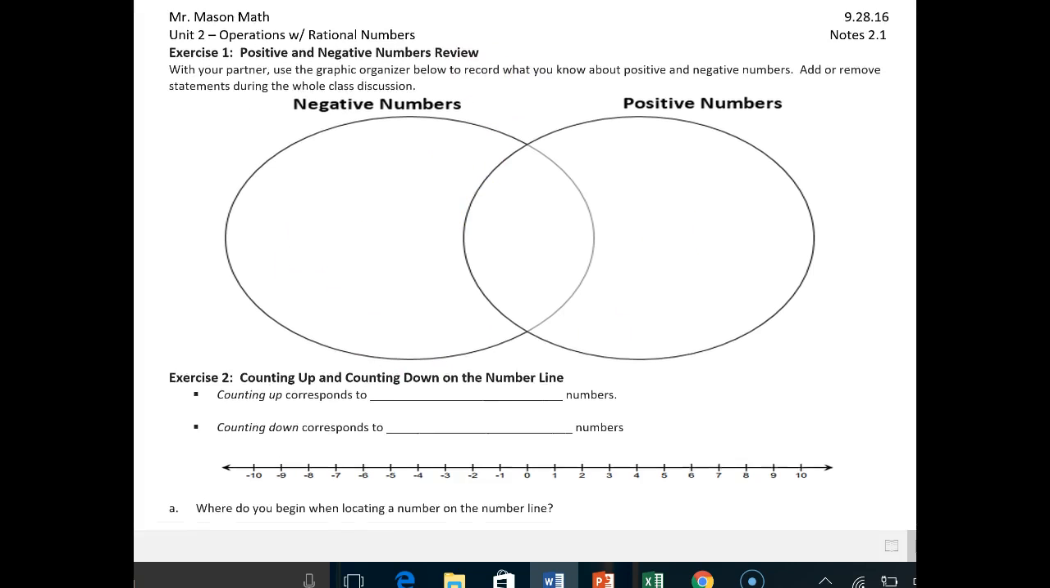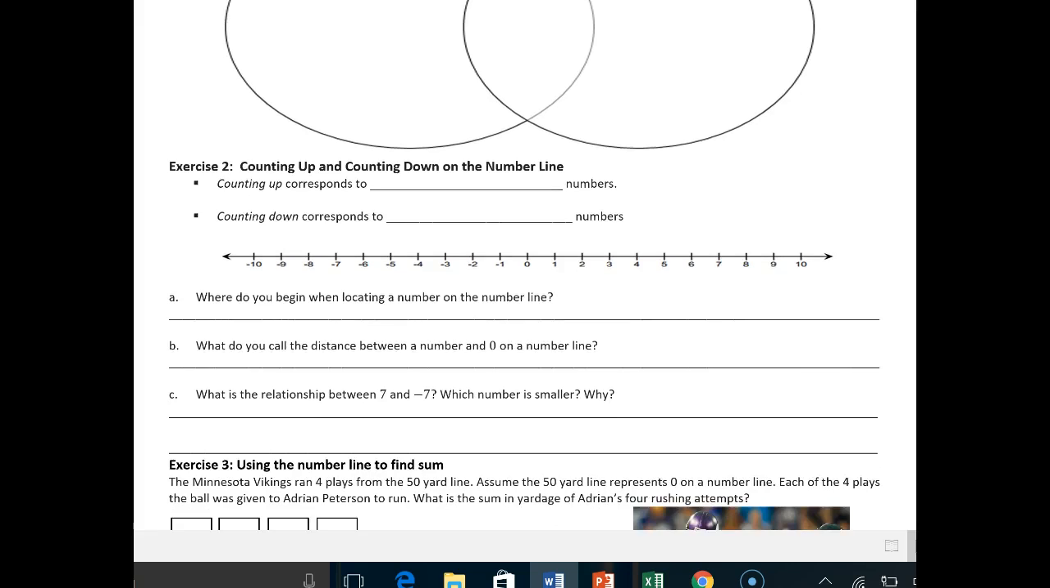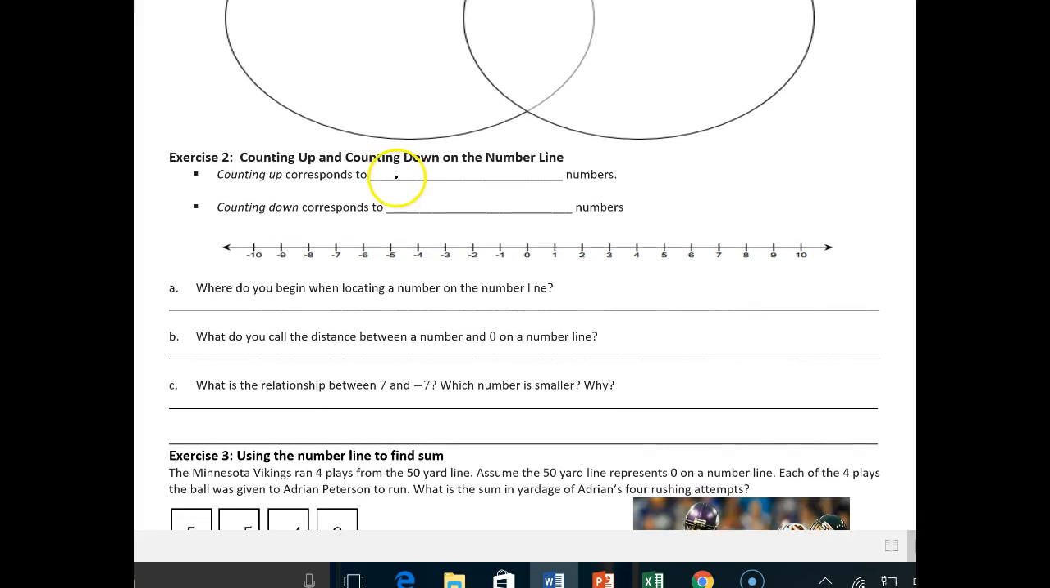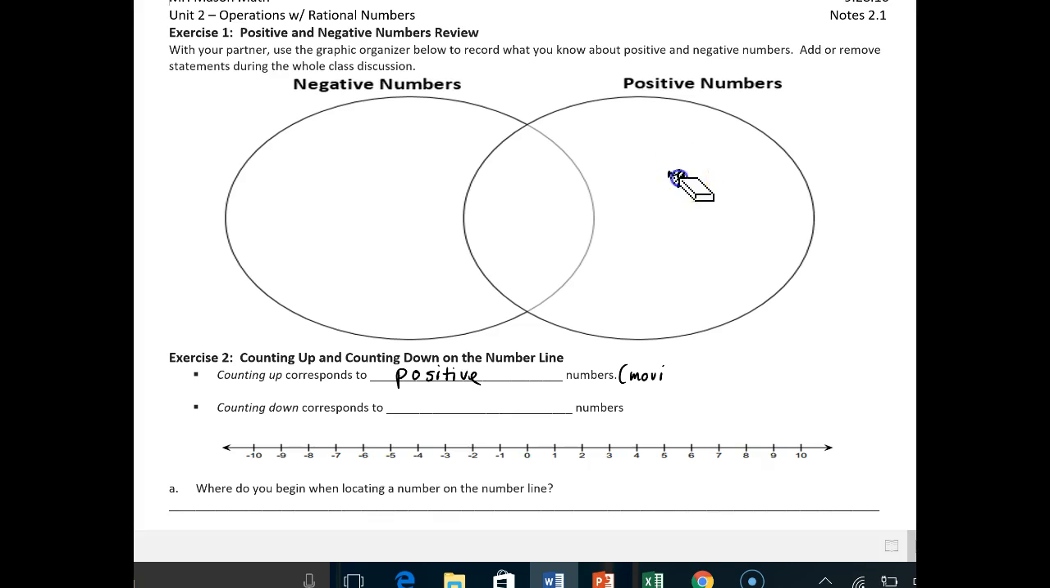Let's go down to exercise 2, counting up and counting down on the number line. So counting up corresponds to positive numbers. It also corresponds to basically moving right on the number line. And so obviously counting down corresponds to negative numbers and also known as moving left.